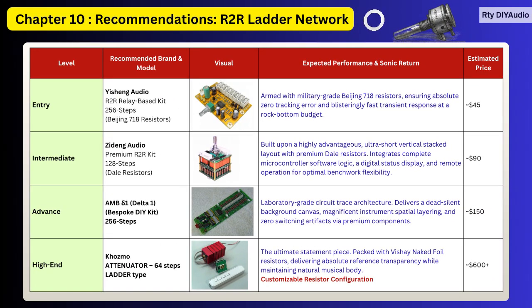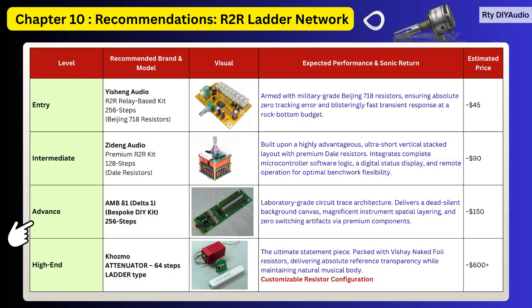Finally, we reach Chapter 10, the R2R Ladder Network recommendations, the absolute sonic summit. At the entry stage, the Yisheng Audio 256-step R2R kit costs near $45, utilizing a vertical stacked layout that inherently forces an ultra-short signal path, fully armed with military-grade Beijing 718 resistors. Moving to intermediate, the Zidang Audio Premium R2R kit at $90 builds upon that same ultra-short path with premium Dale resistors, integrating a digital display and remote control for modern workbench flexibility.